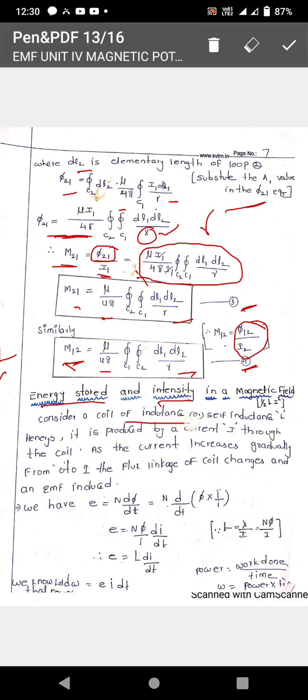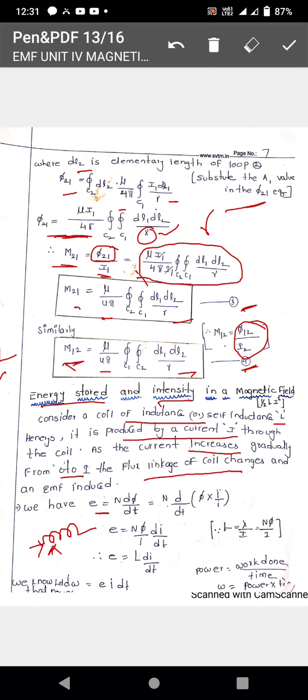Consider a coil of self inductance L henrys. It is produced by a current I through the coil. As the current increases gradually from 0 to I, the flux linkage of the coil changes and an EMF will be induced. Due to the current flow through the coil, as the current increases gradually from 0 to I, the flux linkage also changes. Whenever flux links with the coil, an EMF will be generated.